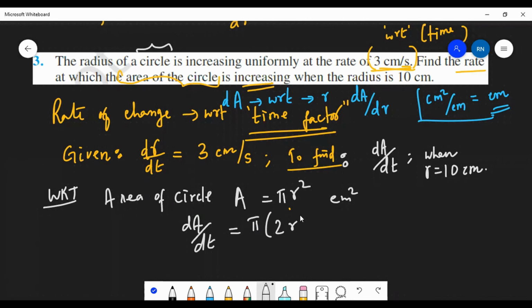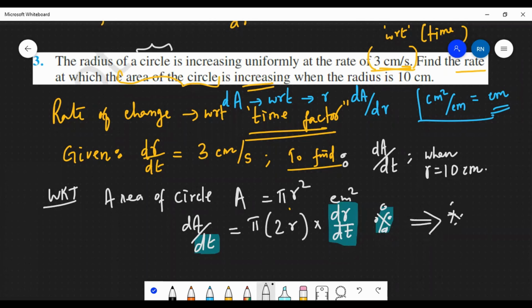R square, derivative 2r. Continue. Chain rule for r, because your derivative is not with respect to r but with respect to t. Write dr by dt, the terminology here is very important. So this is very important to write the chain rule, dr by dt. So this step is the highlight.